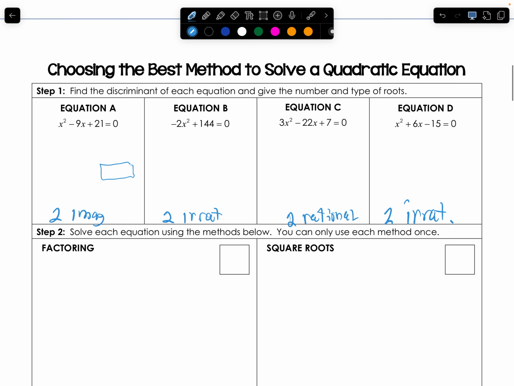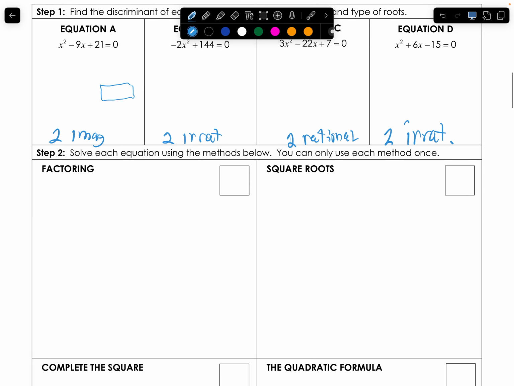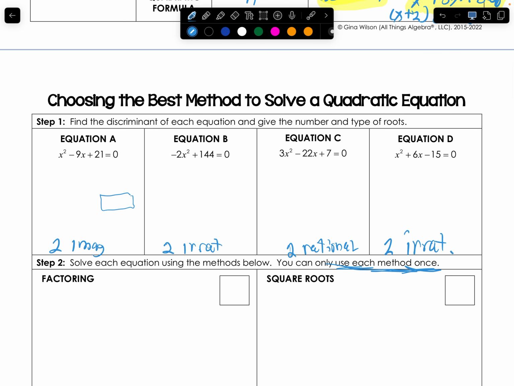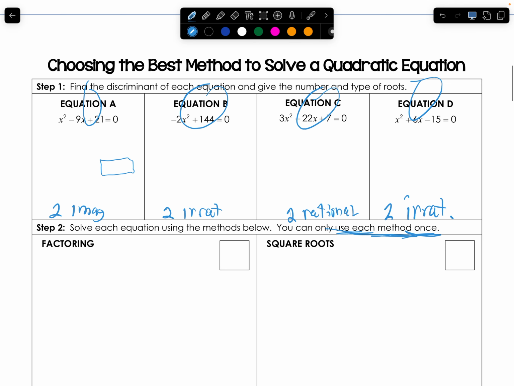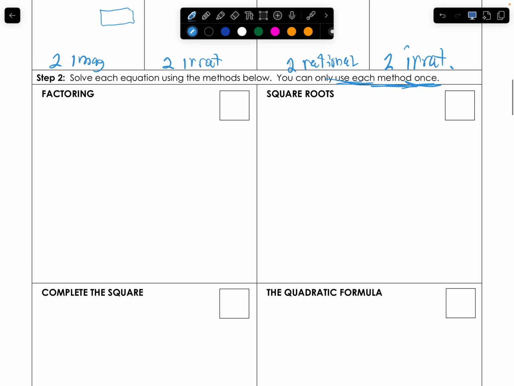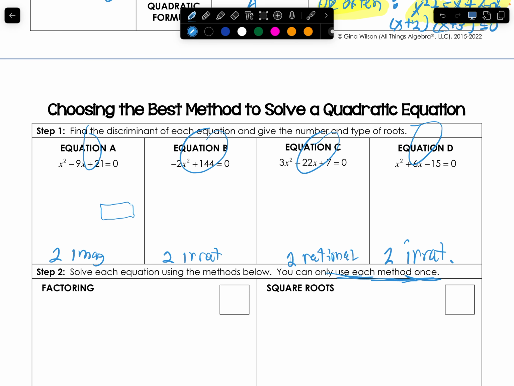Which one would I pick for factoring? I don't know. When I look at these, it says pick one for each. Use each method only once. So we need to see, for equations A, B, C, D, which one would be easier or good to do with square roots, with factoring, with completing the square. Square roots is an easy one to think about because, remember, no B term. There's only one of those up there that has no B term. Which one is it? You should know.